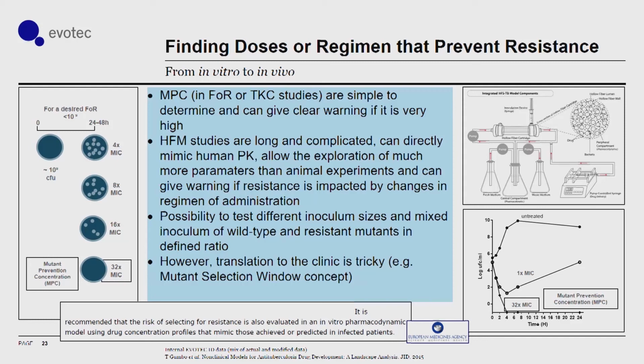There is the hollow fiber model, represented on the top right, that is designed to do that. The one thing that is very easy is to do time-kill experiments also, and look at the appearance or not of your mutants, and vary the fold MICs and do a mutant prevention concentration to try to see at what concentration of your compound you can get the frequency of resistance you want.